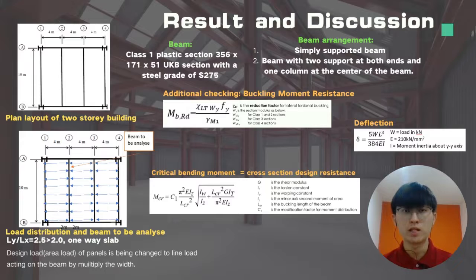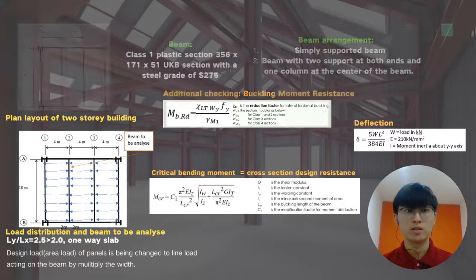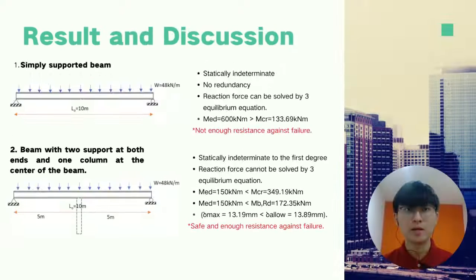Next, the beam to be selected to analyze is beam 2AB, because the loading transferred from the panels to the beam is greater. Here we have a few formulas to check whether the beam is suitable or not, which are the lateral torsional buckling resistance, deflection, and also the critical bending moment. And the critical bending moment is assumed as the design resistance of the cross-section. There are two cases being considered.